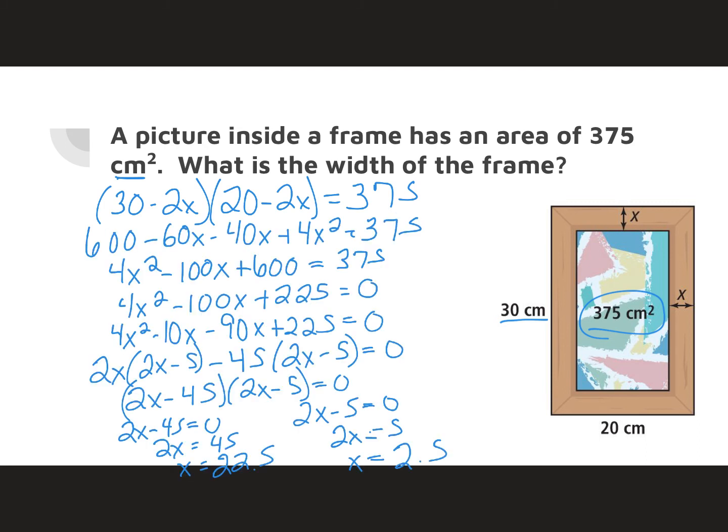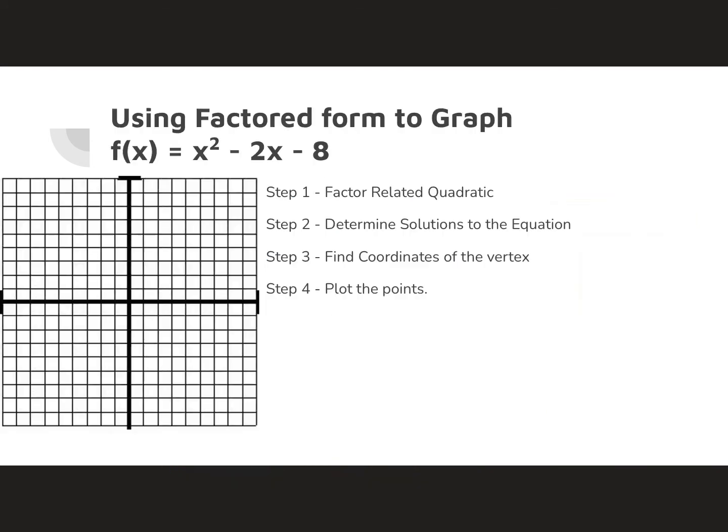Now that we've written that out, take a minute and see if you can solve this on your own. Okay, so as you can see, when I work it out, I get two answers. I get 22.5 and 2.5. However, I know it can't be 22.5 because one of my dimensions is only 20 centimeters. So the answer here must be 2.5. So you have to remember to make sense of the answers when you get them.